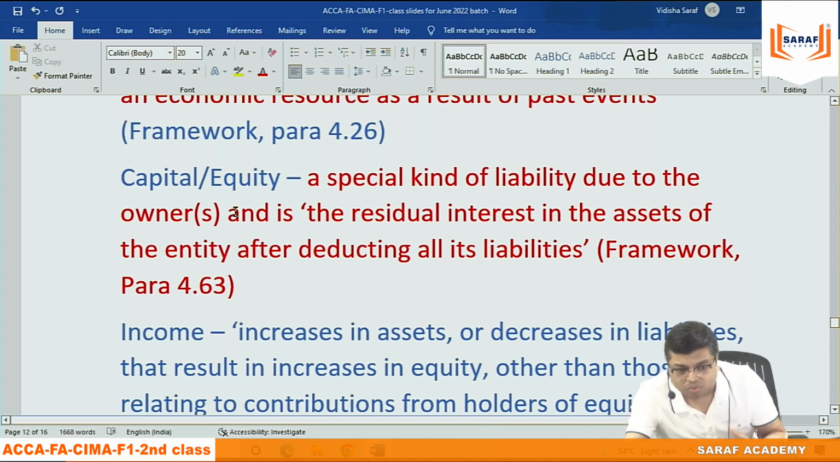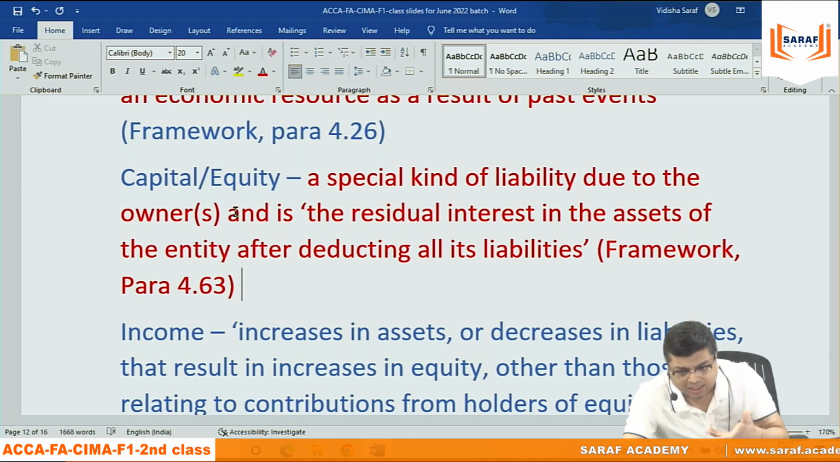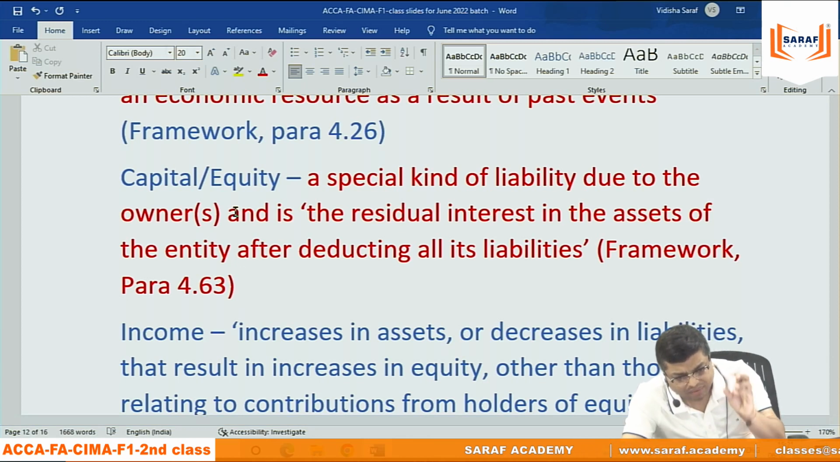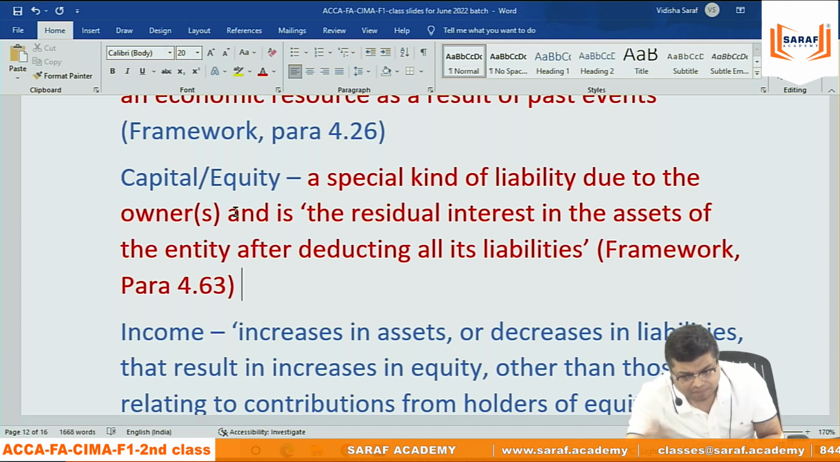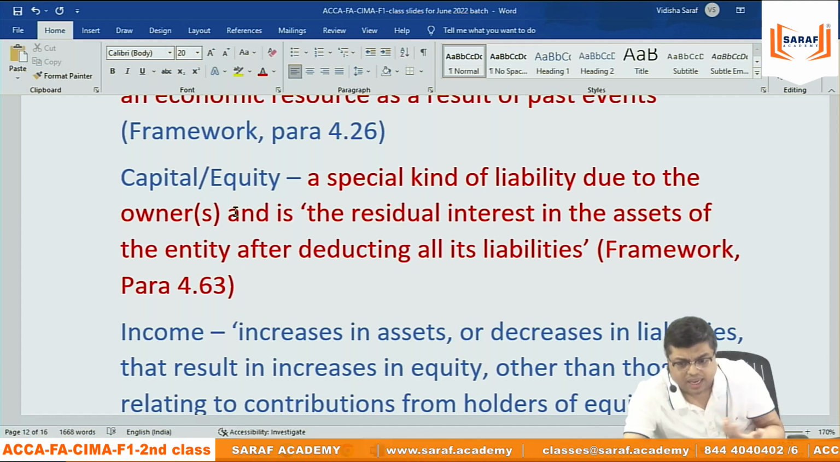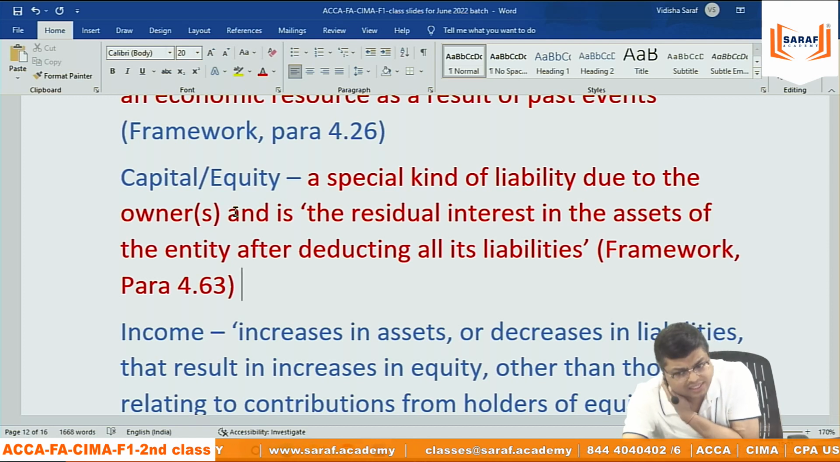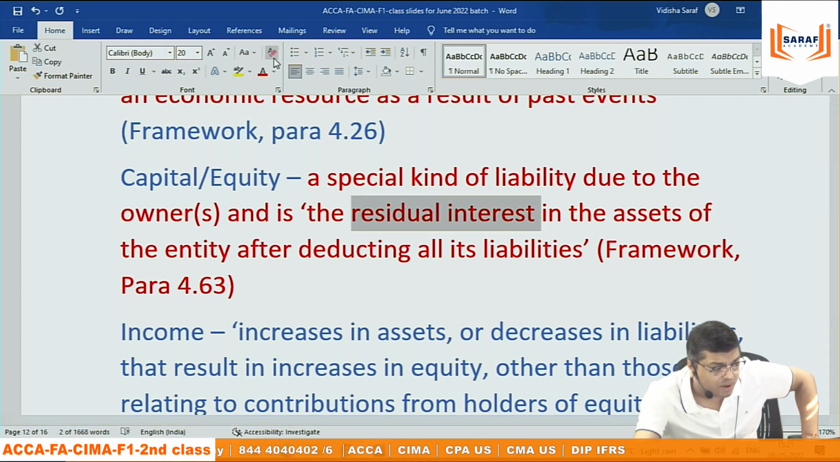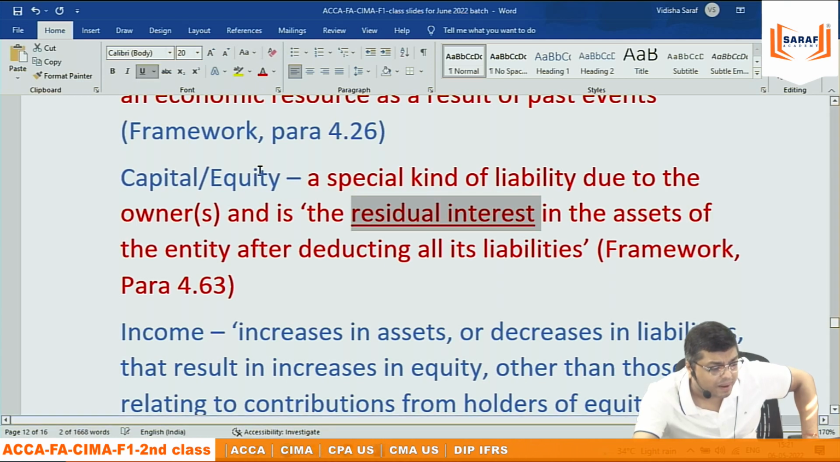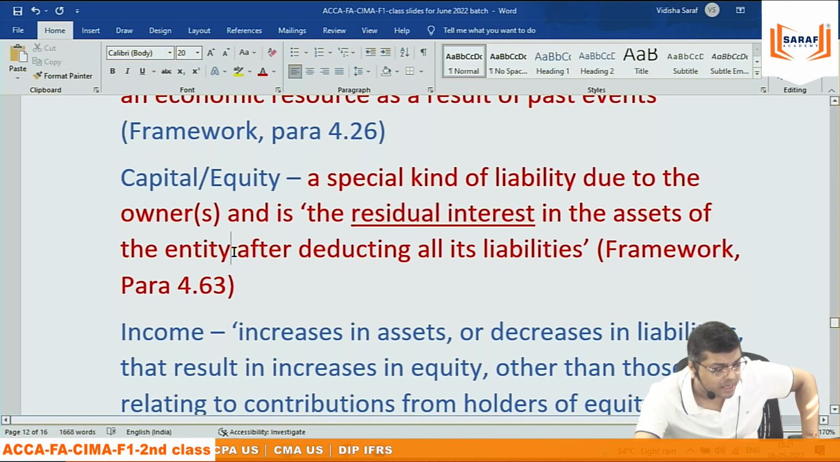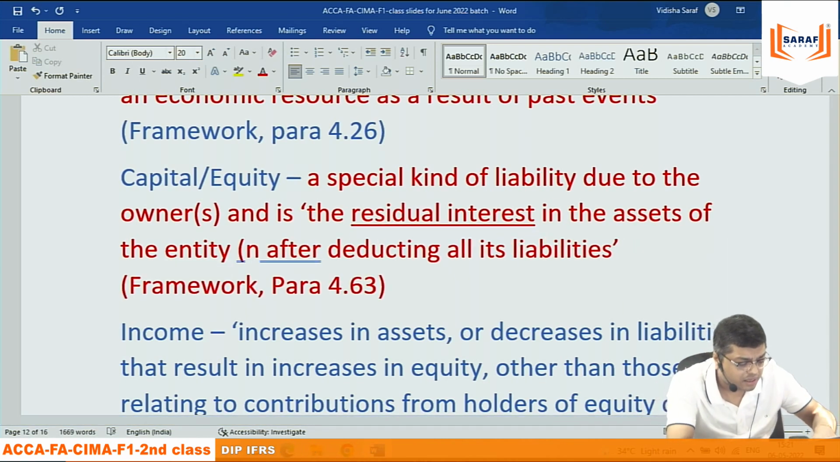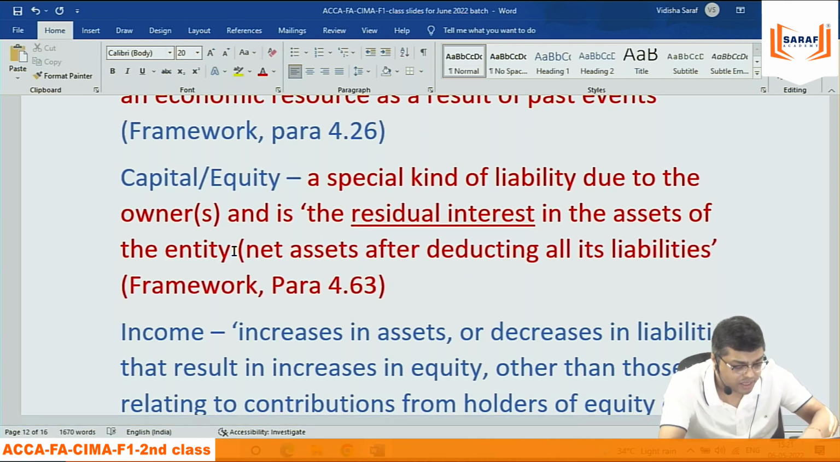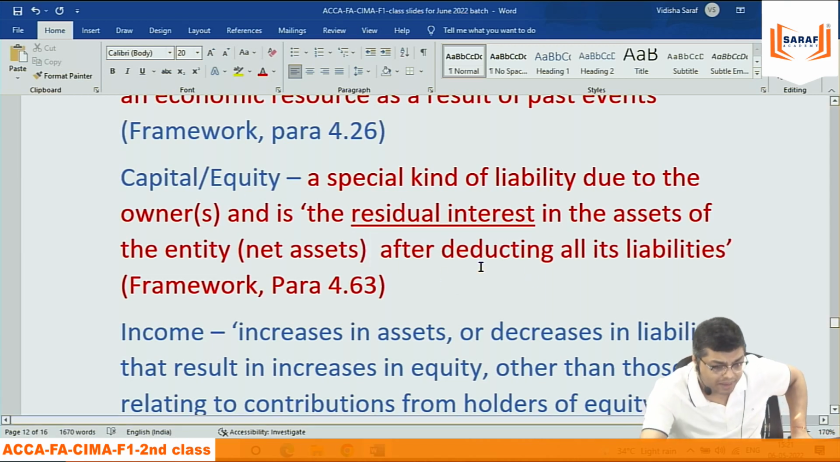Money given by the owner. So you will say that, sir, Prakash Saraf, Vidisha Saraf has given 2 crore. No. We have given initially the capital, then whatever profit generated by the business, we have not taken that profit. That profit is still invested in the business, that is also equity. A special kind of liability due to the owners and is the residual interest in the company. Assets minus liability. We can also say net assets. That means after deducting all liabilities.